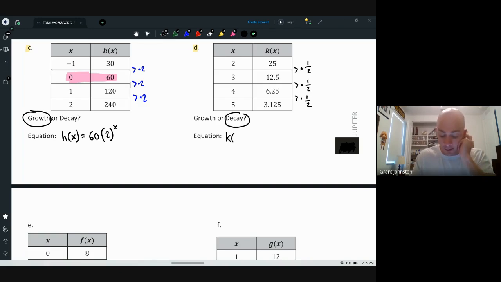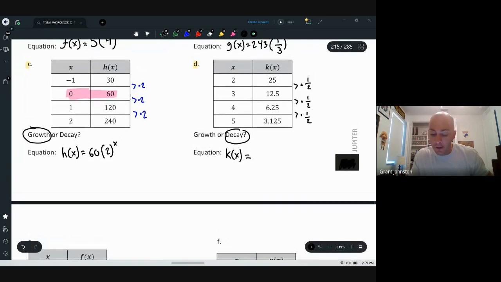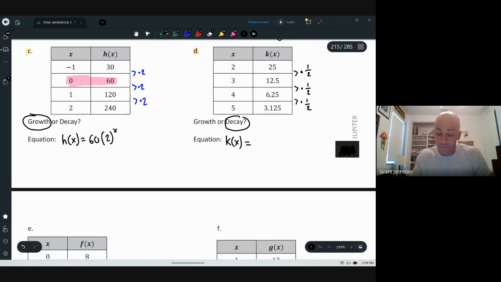So our equation, I'm going to say k of x equals. Now here's the thing, I need the y-intercept. So I got to look when x is 0. Unfortunately, this table doesn't have a spot where x is 0. So I'm going to have to backtrack.